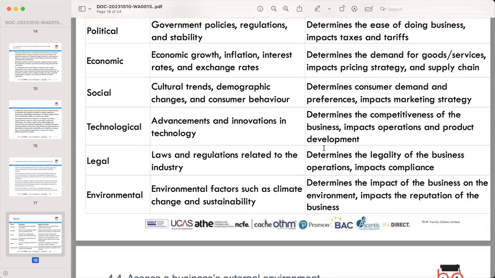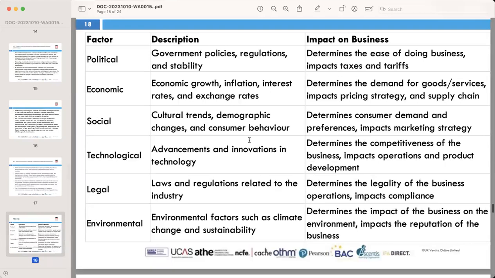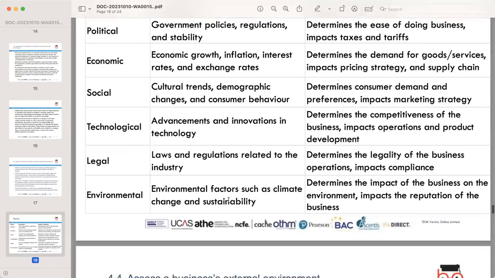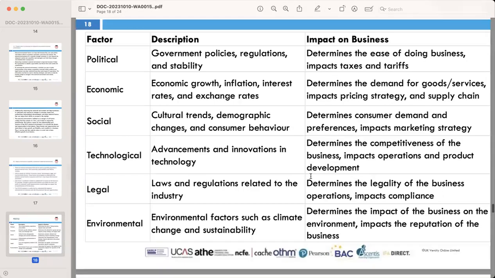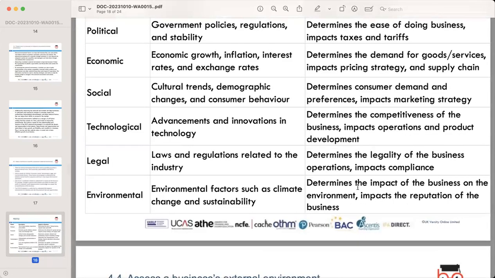Next one is environmental factors: environmental factors such as climate change and sustainability, the impact of the business on the environment, and the impact on the reputation of the business. So environmental factors encompass issues such as climate change and sustainability. They determine the impact of the business on the environment and influence the reputation of the business.